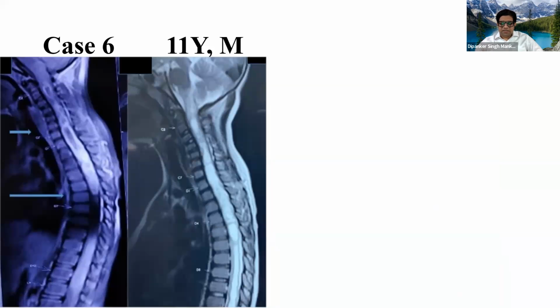So case 6. This is a pediatric patient, an 11-year-old male. He presented to me with an extra giant intramedullary lesion extending from C6 to D6 level. You can see that there is a level of syrinx here. Bilateral syrinx is there, but the solid component extends from the C6 to D6 level. So my plan was to excise this solid component as well as open the syrinx bilaterally, so that the syrinx collapses and the patient has a good outcome.